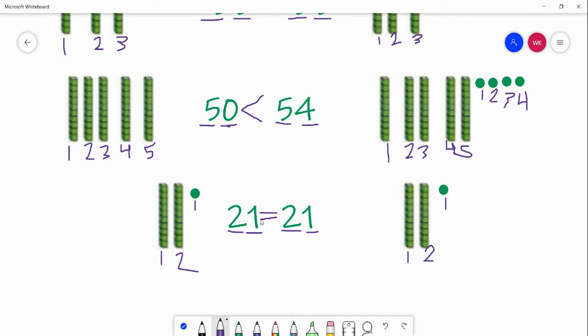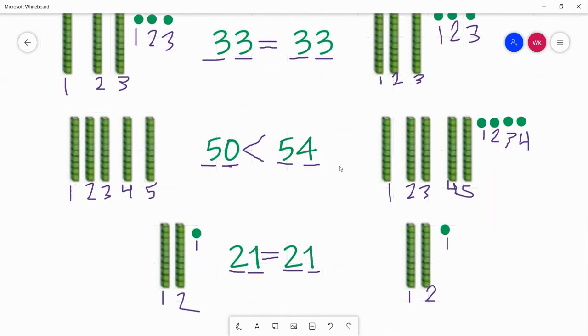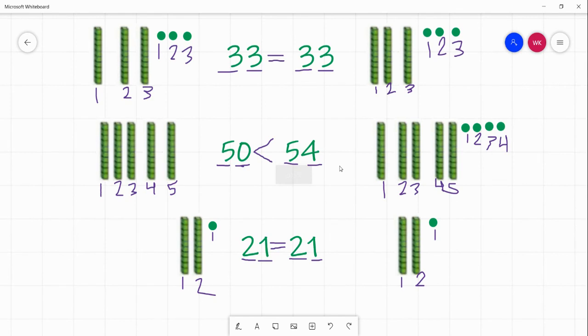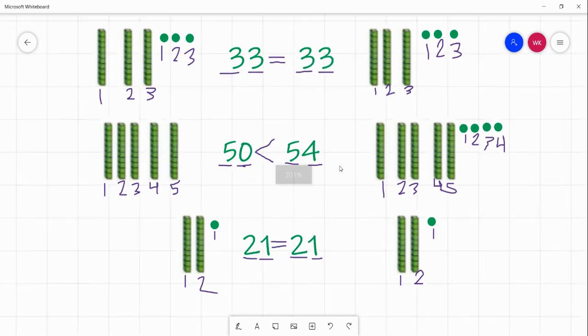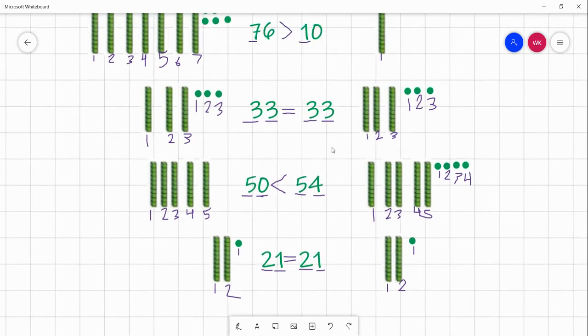You can see that by our visual representation, you have 2 tens blocks and 1 ones cube, and the same on the other side. So 21 equals 21. You can also do multiple other problems if you need more practice on this. Just write 2 numbers, draw out the tens rods, draw out the ones blocks or the ones cubes, and figure it out. Do more problems by yourself to get more acquainted with this if you are still struggling.